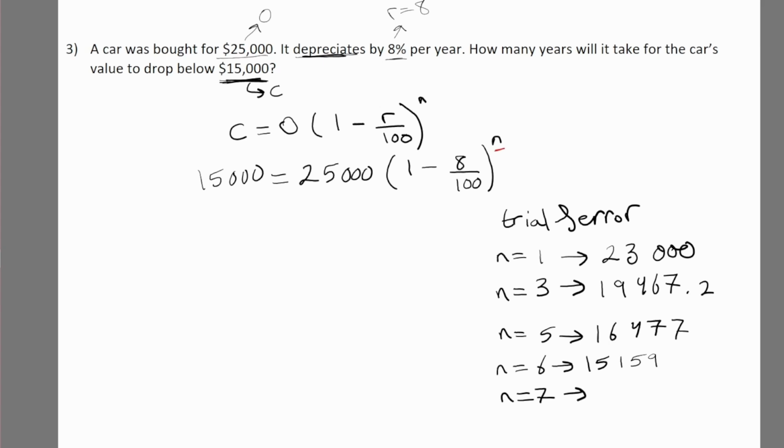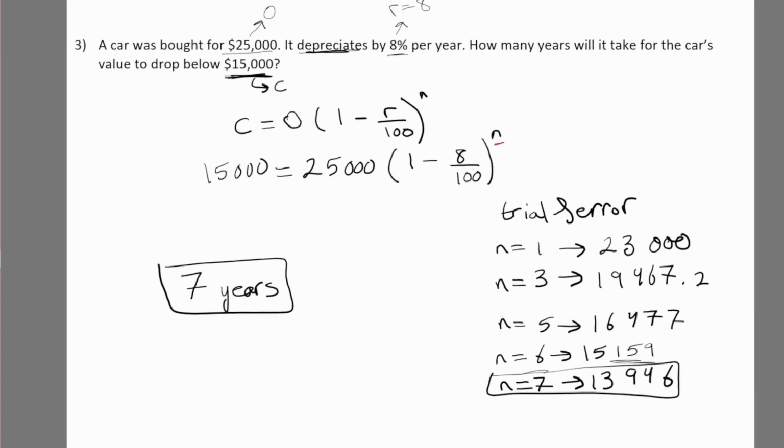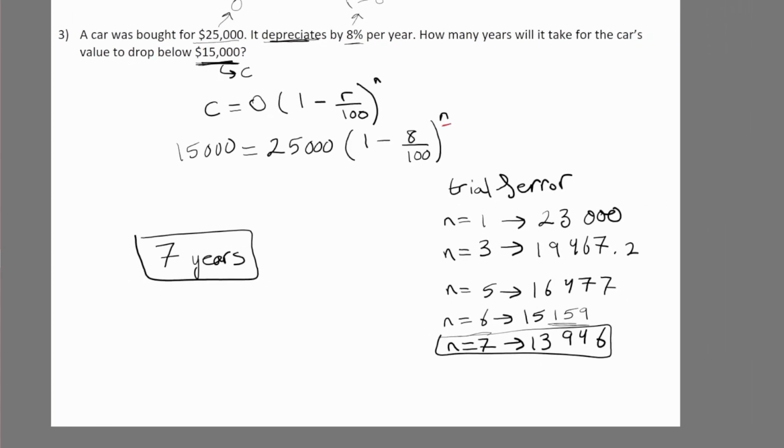So you plug n equal to 7 into the calculator, and we get 13,946. So how many years will it take for the car's value to drop below 15,000? It's right here at exactly n equal to 7. So it would take 7 years. At 6 years, it will be just above 15,000 by like $159. Hopefully, this makes sense.